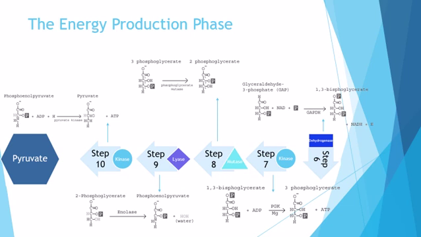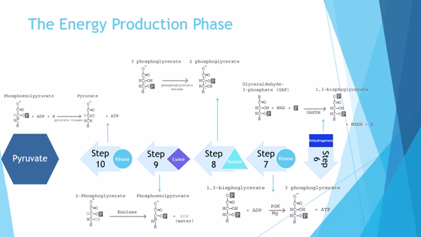The 8th step of glycolysis involves a mutase-catalyzed reaction that moves the phosphate on the 3rd carbon of 3-phosphoglycerate to the 2nd carbon position to form 2-phosphoglycerate. In step 9, a lyase enzyme catalyzes a dehydration reaction, which removes water from 2-phosphoglycerate to form phosphoenolpyruvate.